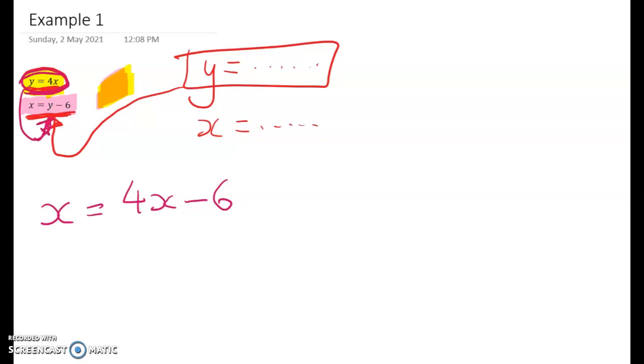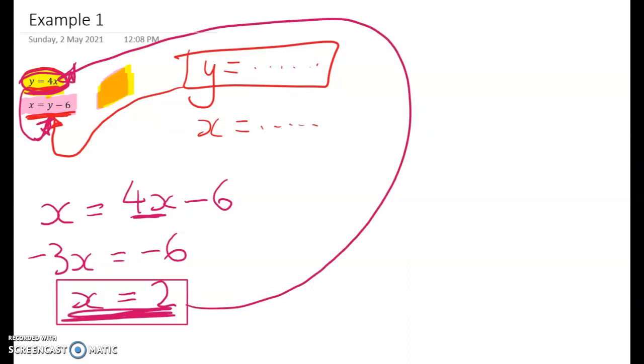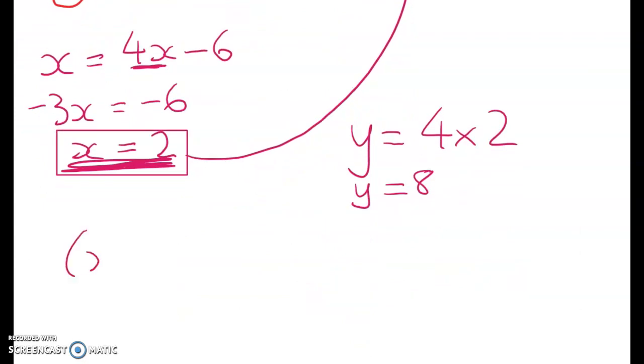So now we're back to the kind of equations we did last term. We've got x on both sides. We're going to subtract 4x from each side, and that will give me negative 3x equals negative 6. Now we divide both sides by negative 3 and we get x is equal to negative 6 divided by negative 3, which gives us positive 2. So we're not quite finished because we've got our x value, but we need to now get our y value. So we've got x equals 2, and we substitute it into this one here, and we get y is equal to 4 times 2, so y is equal to 8. And to finish it off, we write it like this: (x, y) is equal to (2, 8).